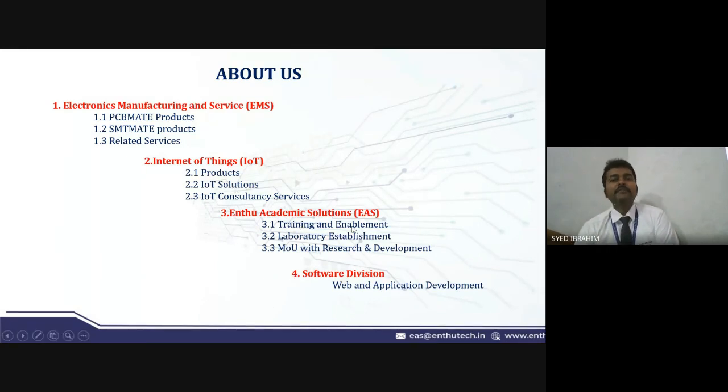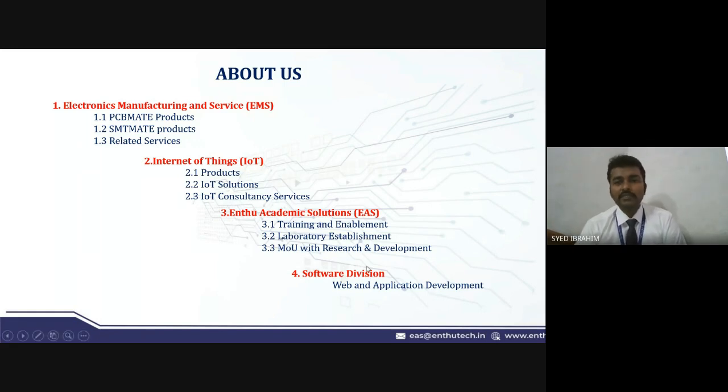And academy solutions. This is where we are connected with the educational institutions, where we train the students as well as the faculty members. We give some inputs to the faculty members. We train the students completely to develop a project, which depends upon the duration that they prefer.